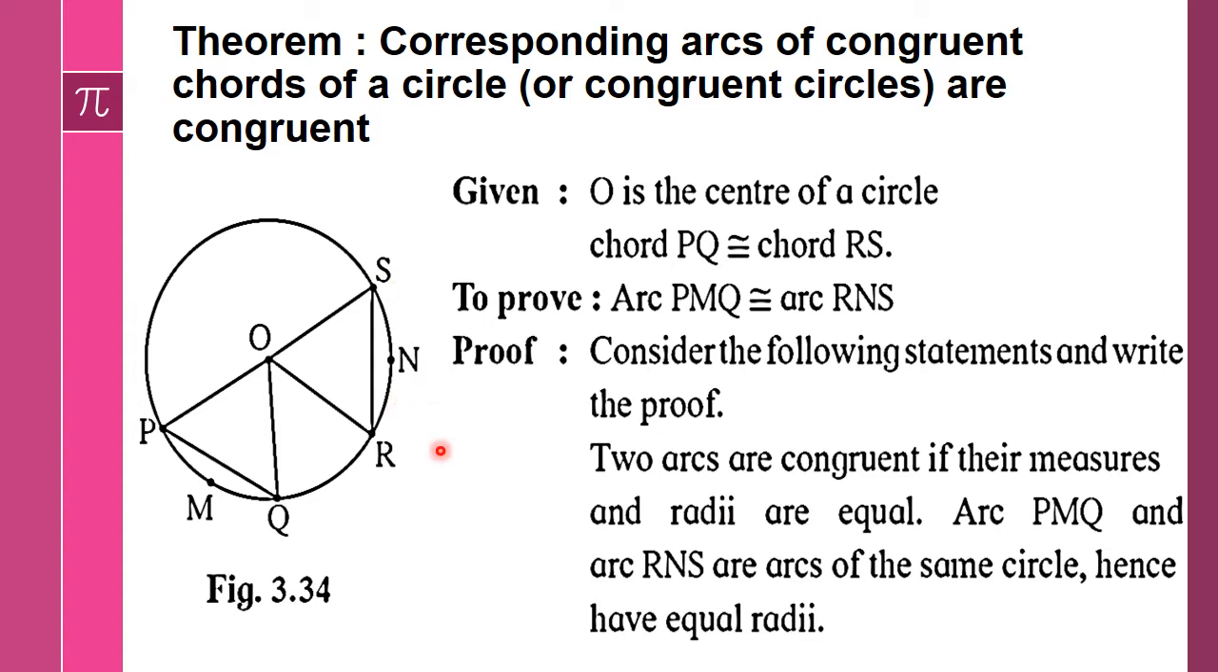Here the proof is really simple. We consider the following statements and write the proof. The hint that they have given is: two arcs are congruent if their measures and radii are equal.